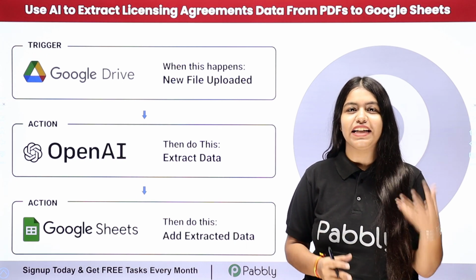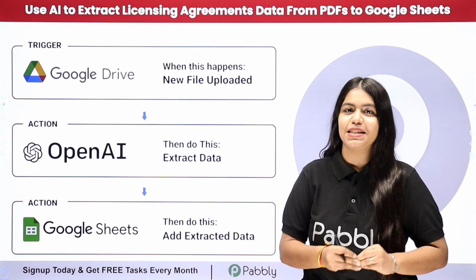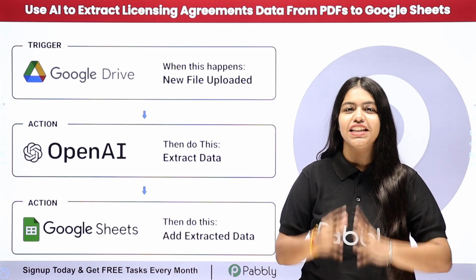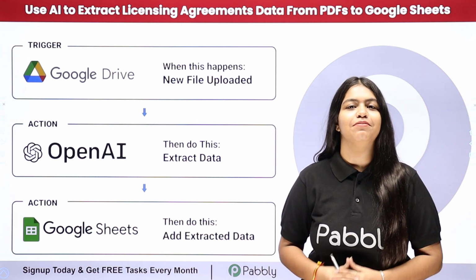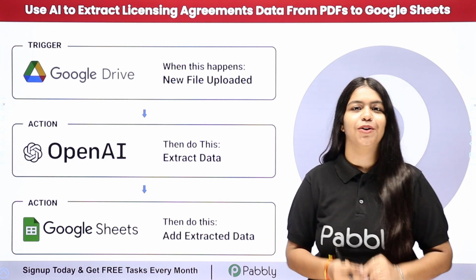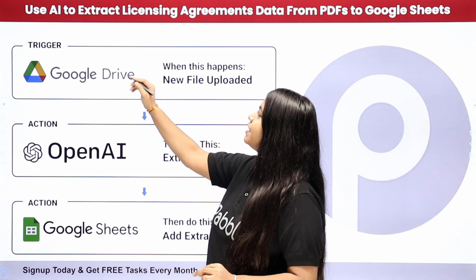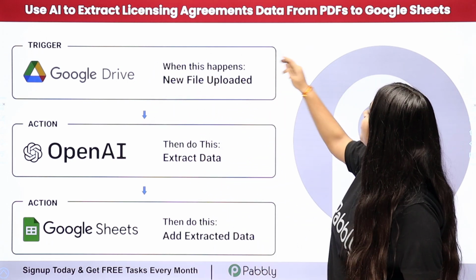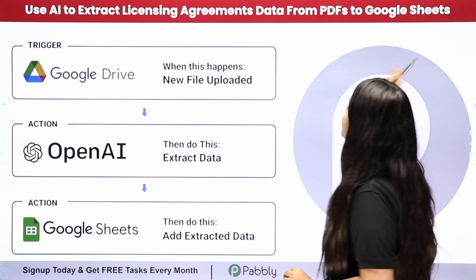So are you also extracting the details from licensing agreements manually? Then this video is definitely for you. So hello all, welcome back to Pabbly Connect, and in this video we are going to understand how to use an AI to extract licensing agreements data from PDFs to Google Sheets.